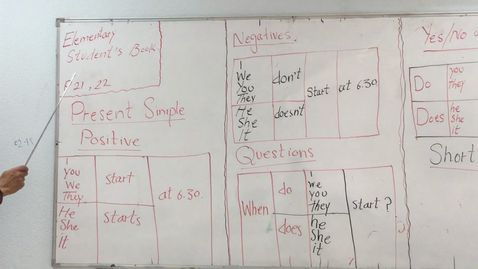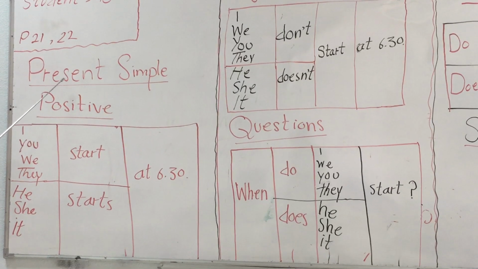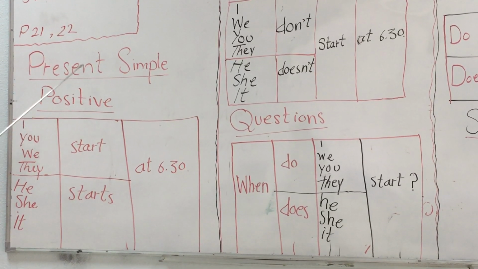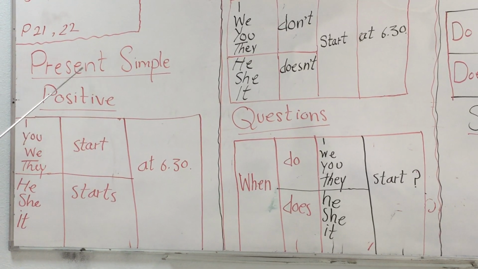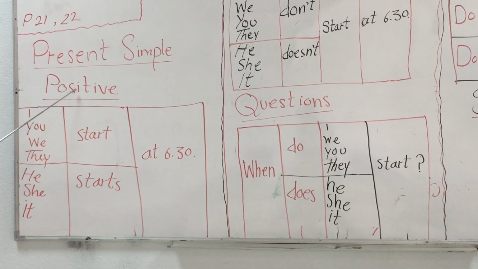Elementary Students Book, page number 21 and 22. Our topic today is present simple. Under the heading of present simple, first of all, we are going to discuss the positive.